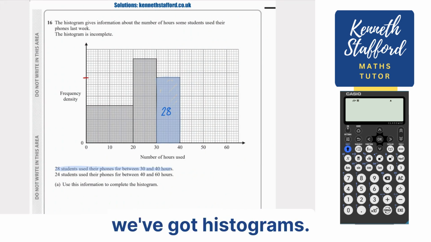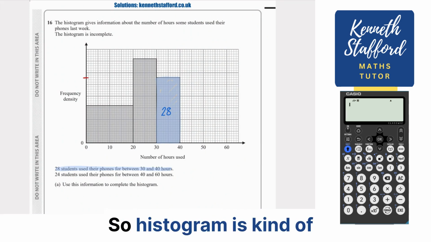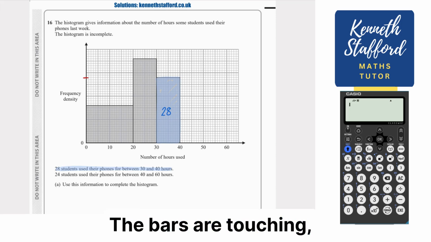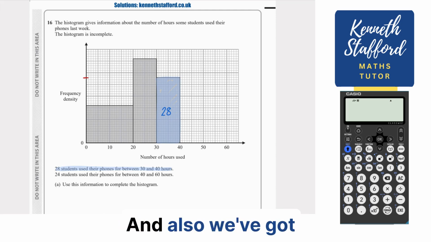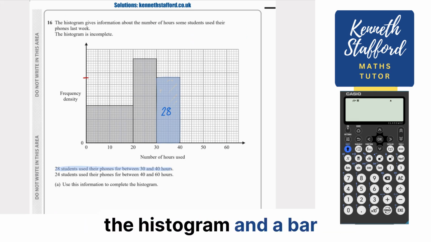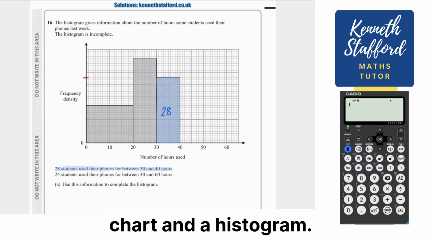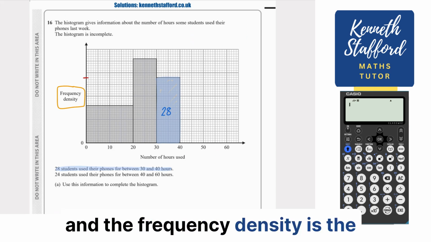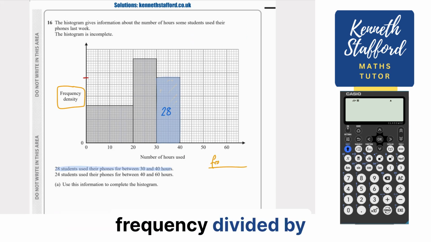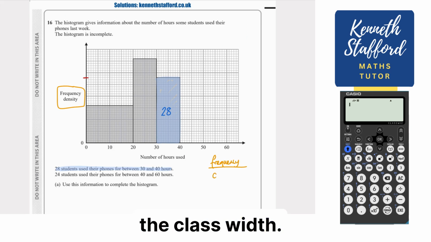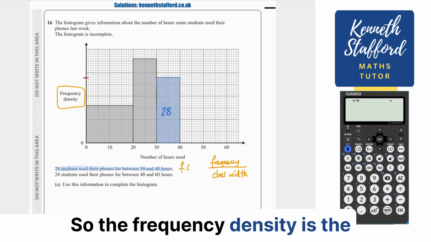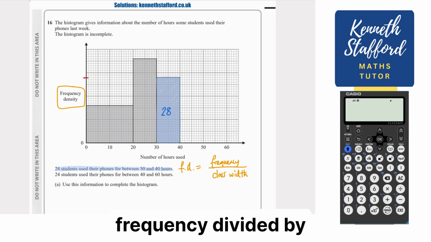And question 16, we've got histograms. So a histogram is kind of like a bar chart, but it's not a bar chart. The bars are touching, which is not allowed with bar charts, and also we've got unequal widths, which is not allowed with bar charts. So that's the difference between a histogram and a bar chart. And in a histogram, the height of the bar is the frequency density, and the frequency density is the frequency divided by the class width. So it's the area of each bar that represents how many people are in it. So the frequency density is the frequency divided by the class width.